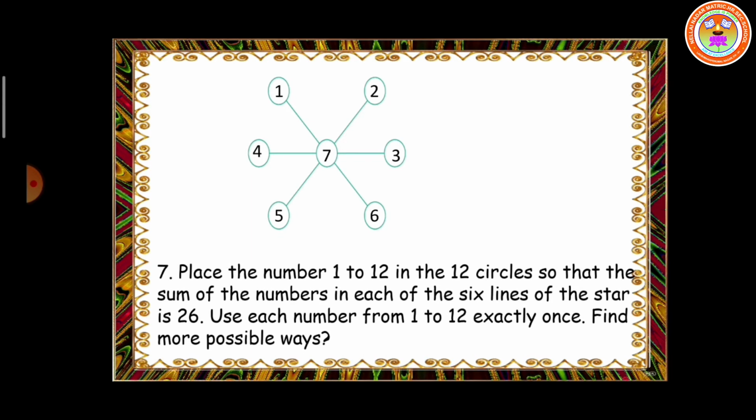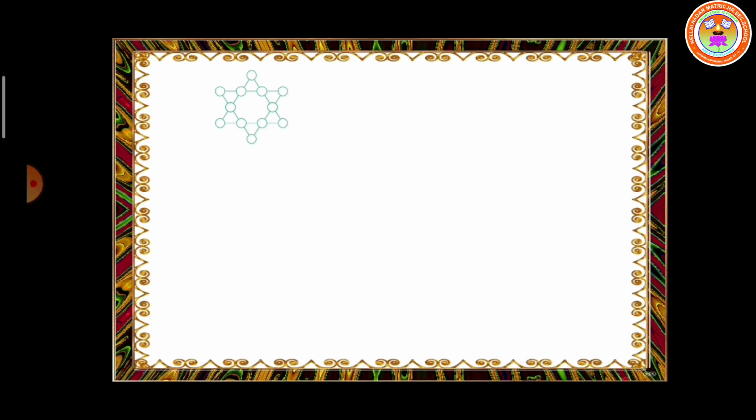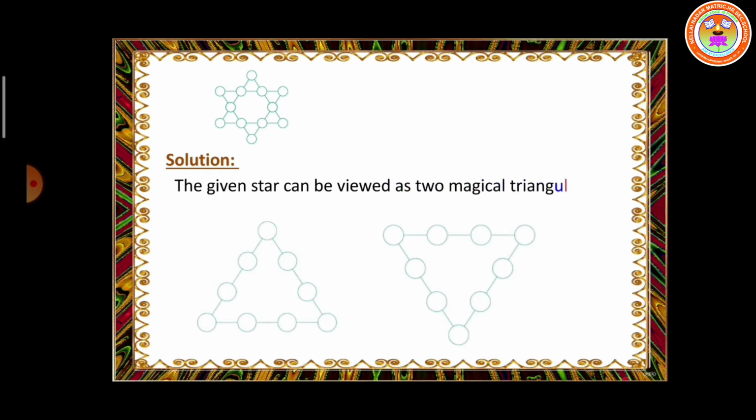Seventh sum. Place the numbers 1 to 12 in the 12 circles so that the sum of the numbers in each of the 6 lines of the star is 26. Use each number from 1 to 12 exactly once. Find more possible ways. This is the given star. Solution. The given star can be viewed as two magic triangles. Okay. First, 1 to 12.